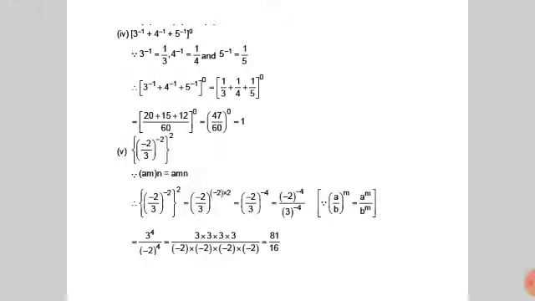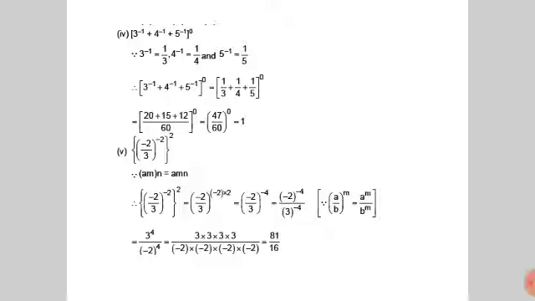3 power minus 1 into 4 power minus 1 into 5 power minus 1, the whole power 0. Power 0 value is 1. Any number or variable with power 0 has the value 1. So we get the answer 1. Don't do that, okay?